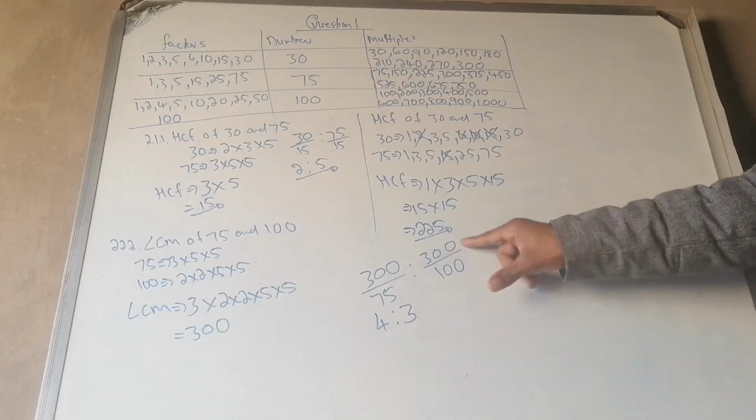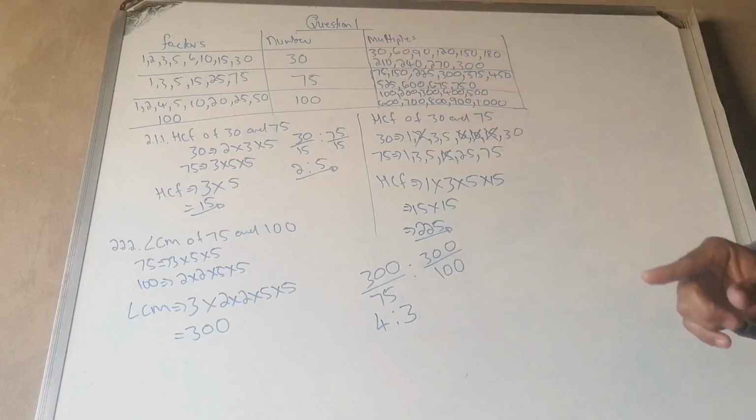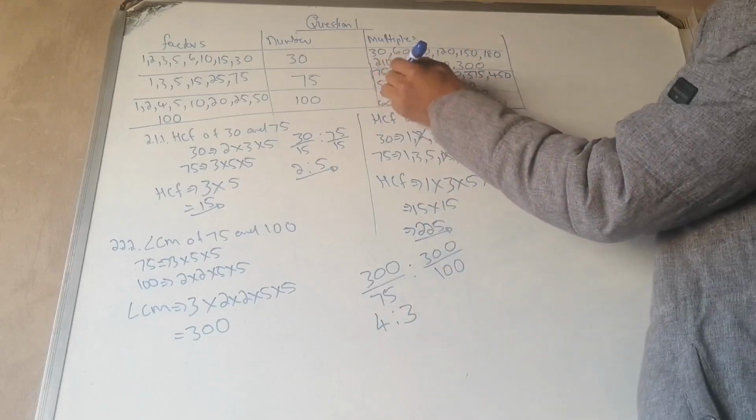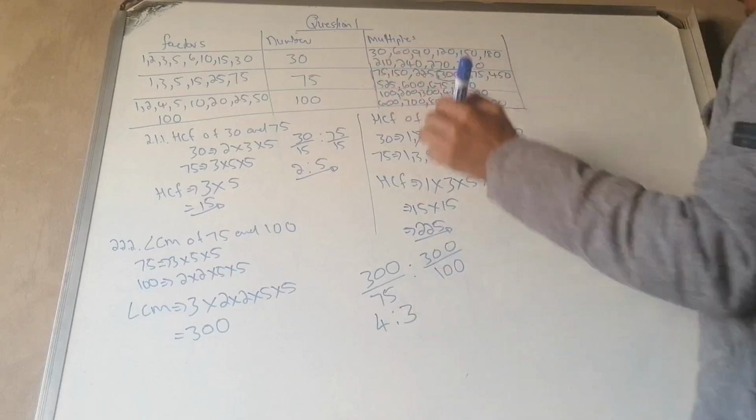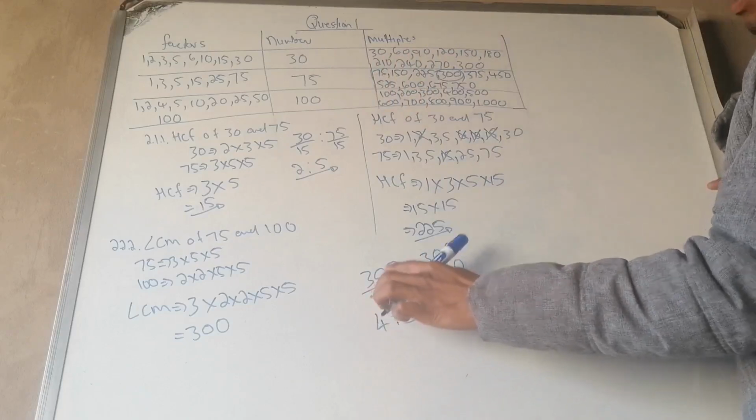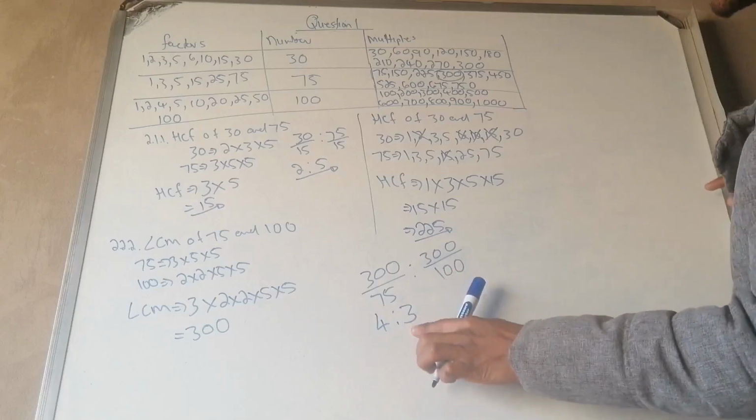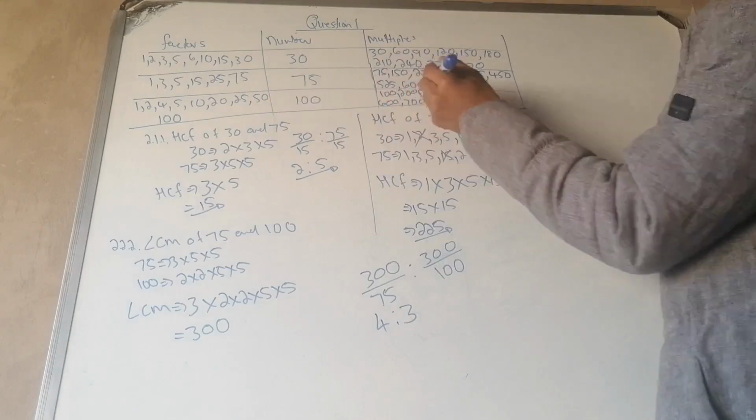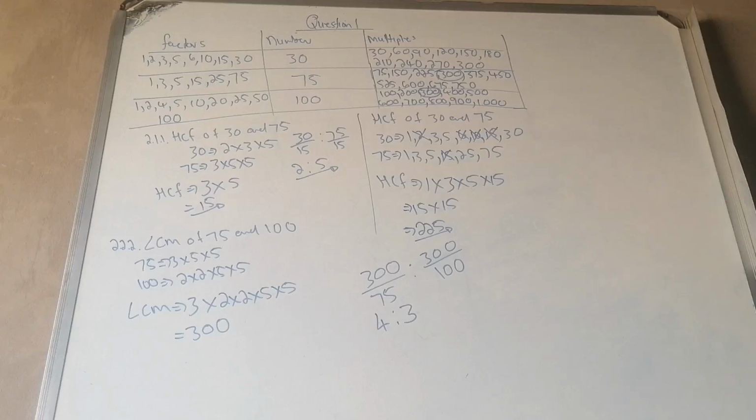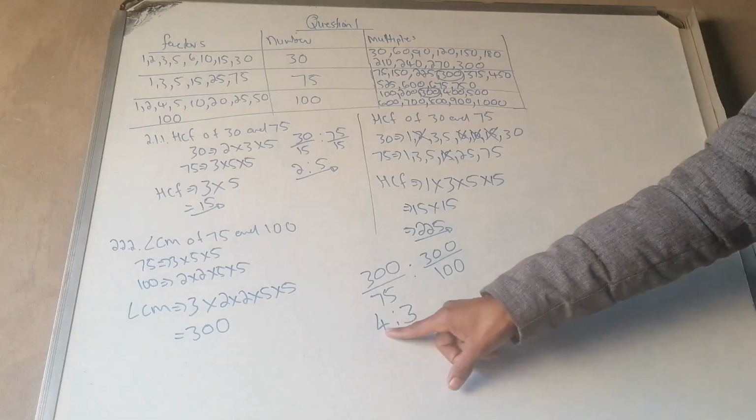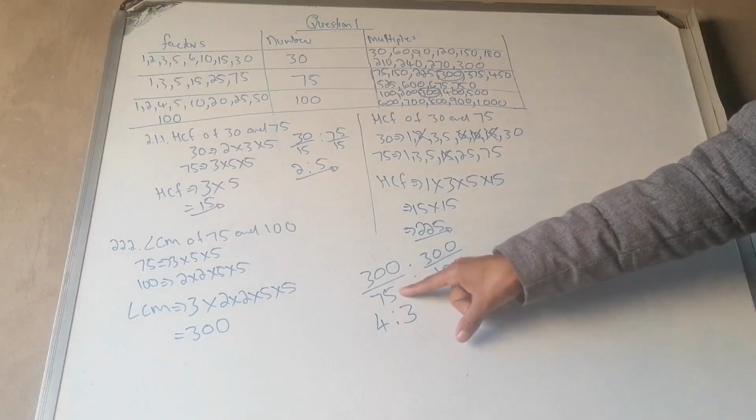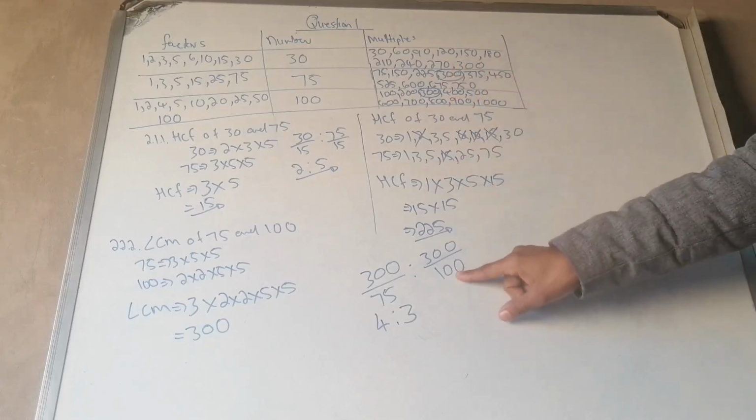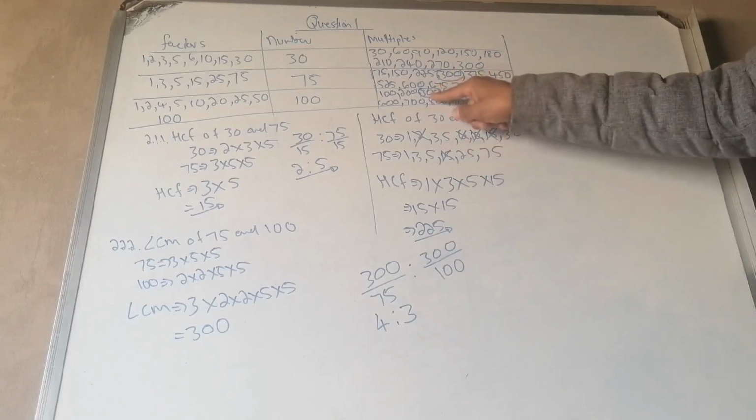Based on this table, for 75 we go to position 4: 1, 2, 3, 4. Here, 300. For 100 at position 3: 1, 2, 3. Here, 100. This is correct. Yes, highly correct. You will find 300 as the multiple of 75 at position 4, and as the multiple of 100 at position 3.